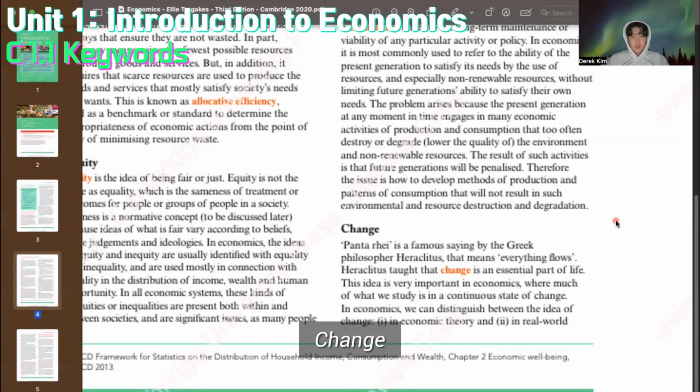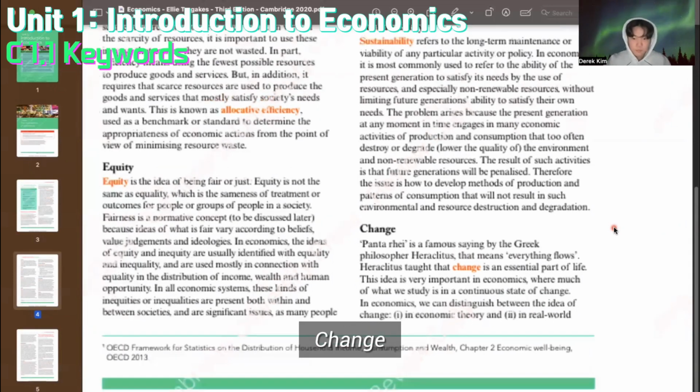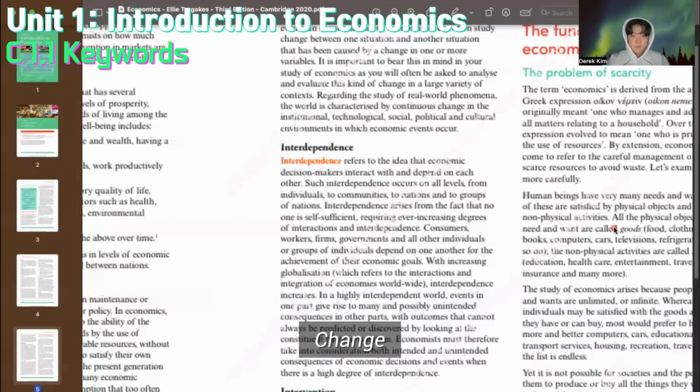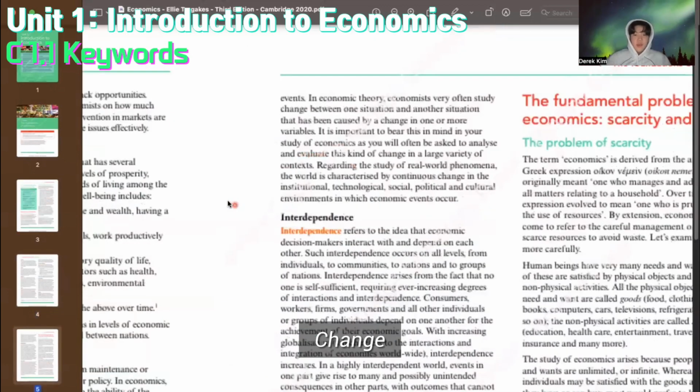In economics, we can distinguish between the idea of change, one, in economic theory, and two, in the real world. In economic theory, economists very often study change between one situation and another situation that has been caused by a change in one or more variables. It is important to bear this in mind in your study of economics, as you will often be asked to analyze and evaluate this kind of change in a large variety of contexts.